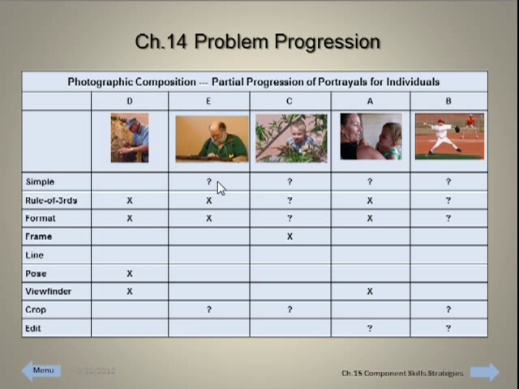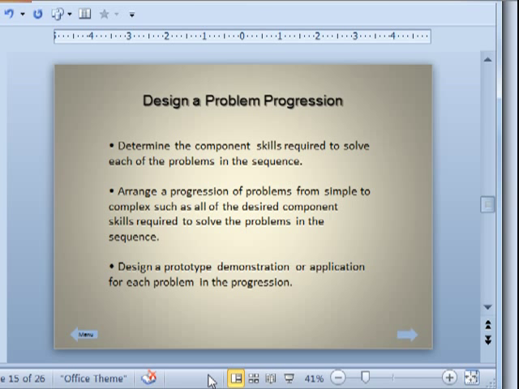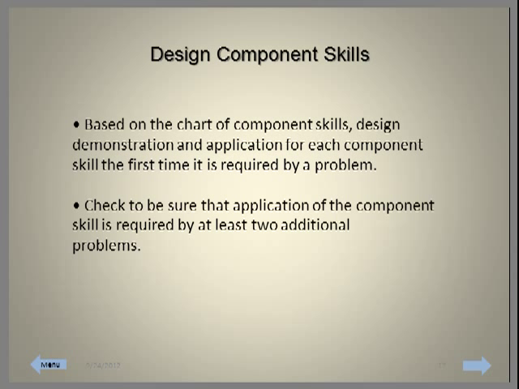Each of the question marks indicate that the original photograph could be improved by applying this step down below, that these three conditions, simplicity, rule of thirds, and format, could be improved by cropping. So this is our problem progression. We would then create a demonstration and or application for each of these problems. Having designed a problem demonstration and application, and a progression of problems, the next step is to design the component skills that are involved in these problems.